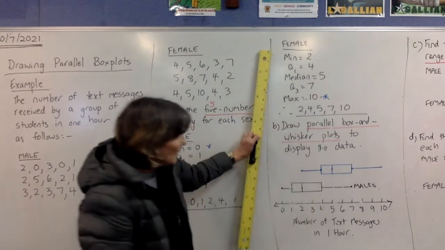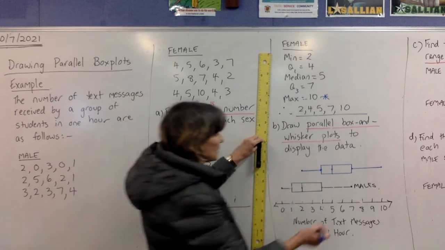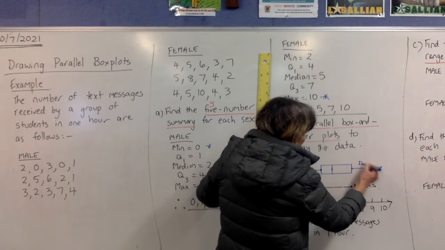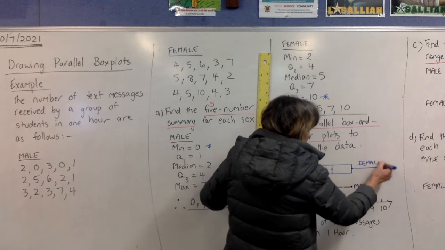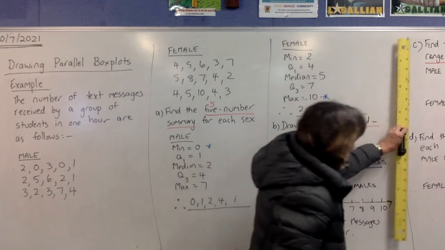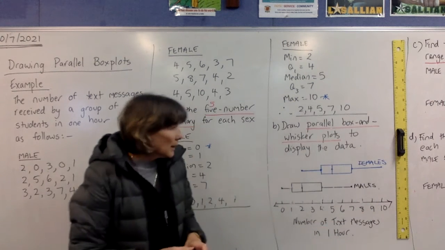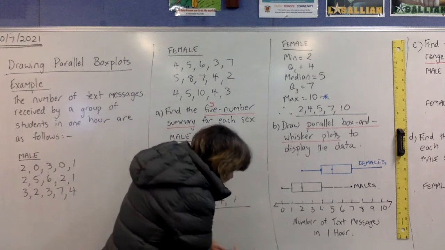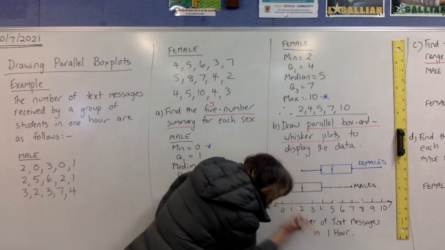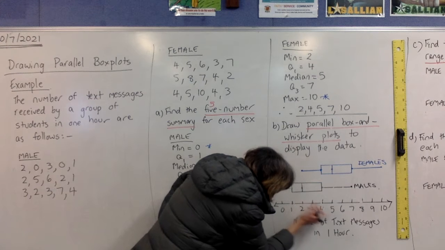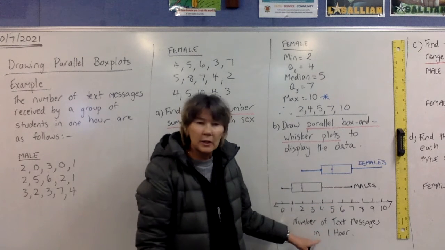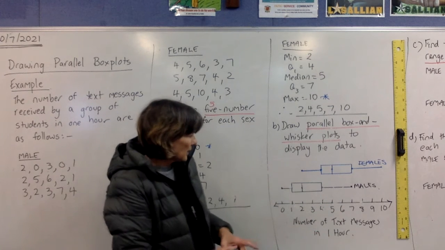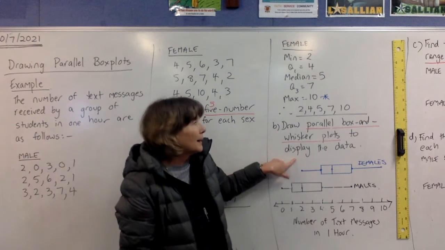Okay, and that's the box and whisker plot for the females. Then just somewhere near it, in the same colour as you just used, write females. Okay, so we're now going to make sure you've got down the bottom here what we're actually talking about. So it's number of text messages in an hour, right? And this is from the males and this is for the females.